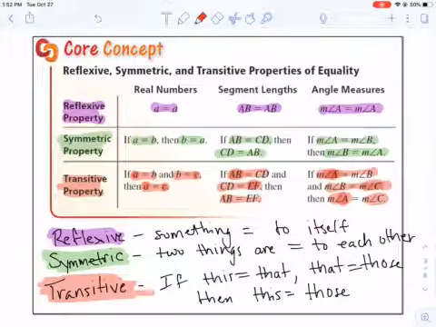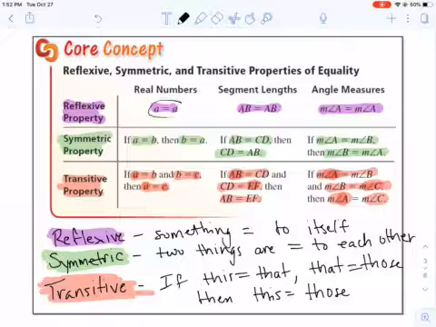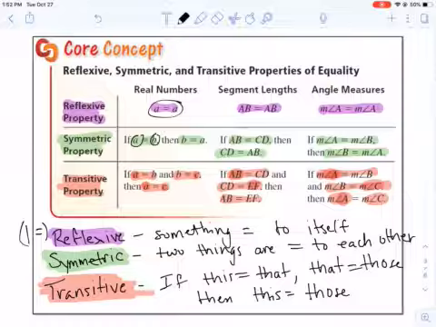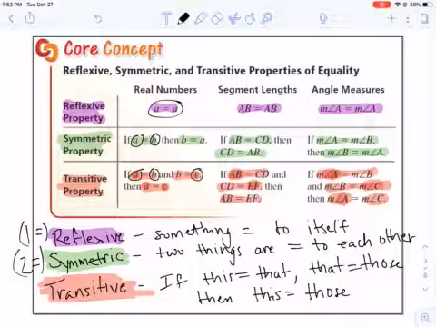The other thing you can look at is ask yourself, how many unique numbers or letters are there? So A is our only one. So one unique, one equal sign. How about here, A and B? 2. How about here, A, B, and C? 3. So reflexive has 1 unique, symmetric 2, and transitive 3.